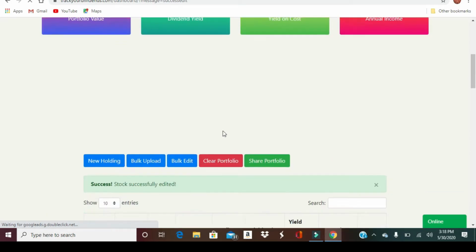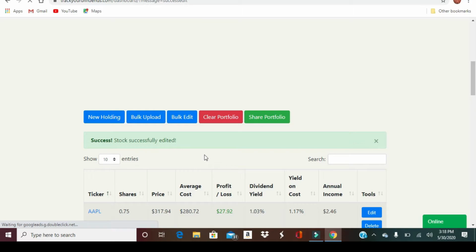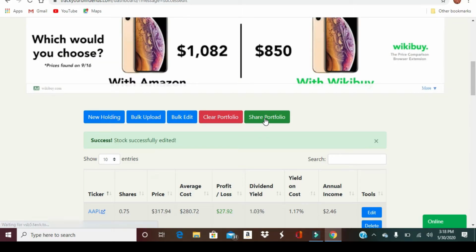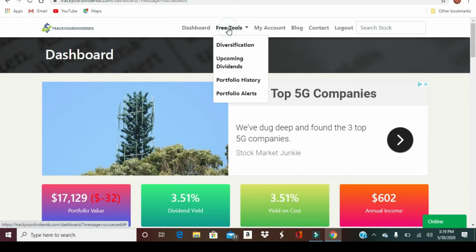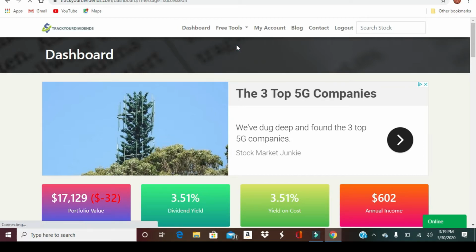So it's that simple. If you would like to share your portfolio, you can just go right here. It's just self-explanatory. But what I want to show you, I've been talking about being diversified. With this website, it really breaks it down for you. All you have to do is go here to free tools, click on diversification.